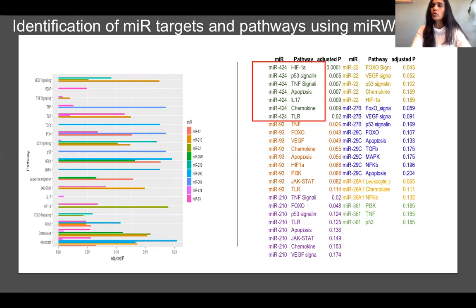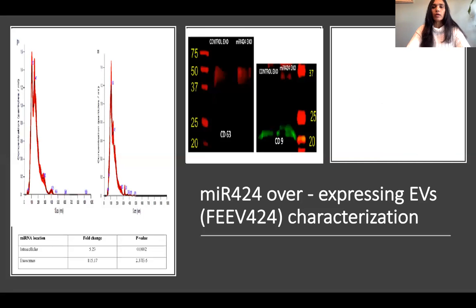So our next goal, after understanding this process, was to engineer these EVs by overexpressing this particular MIR in our EVs. We did that by using a lentiviral system. We overexpressed these MIRs in the EVs that we generated from the cells which are transfected with this MIR.